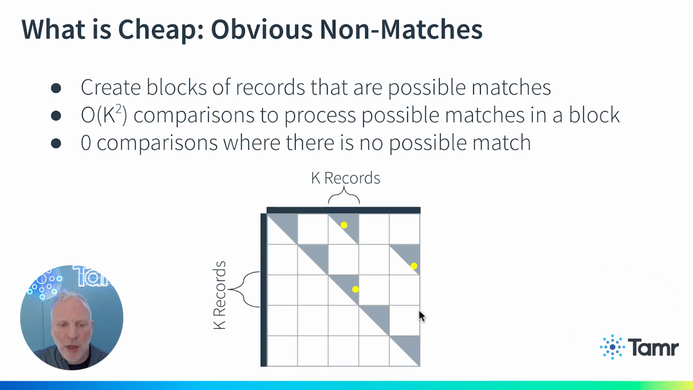What is a cheap way of dealing with obvious non-matches? We create blocks of records that are possible matches. With k records in each block, we now need to perform only k-squared comparisons within the block to process the possible matches. But more importantly, when 2 records do not share a block, there is no possible match and we do no work to compare those records. Having records that are obvious non-matches not share any blocks eliminates the vast majority of that n-squared space.